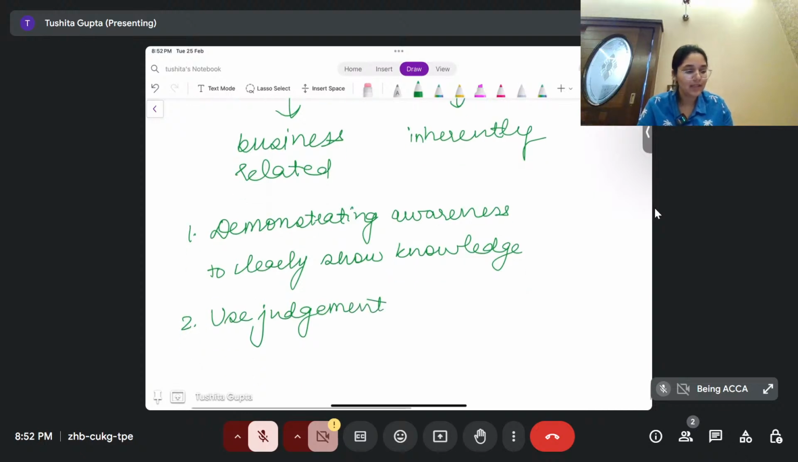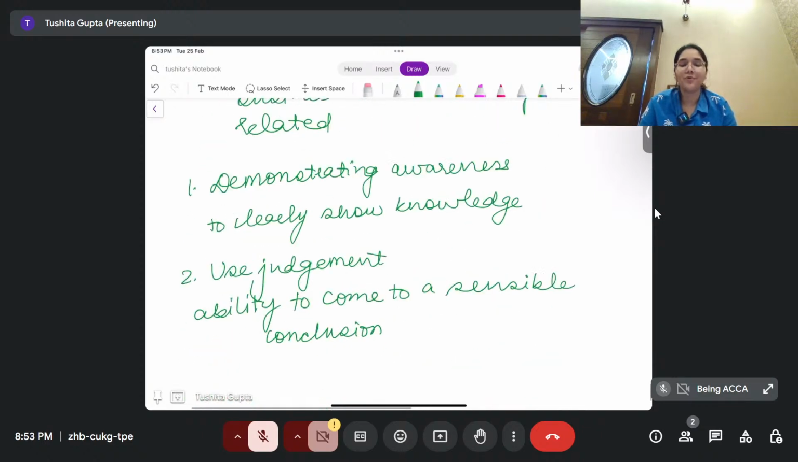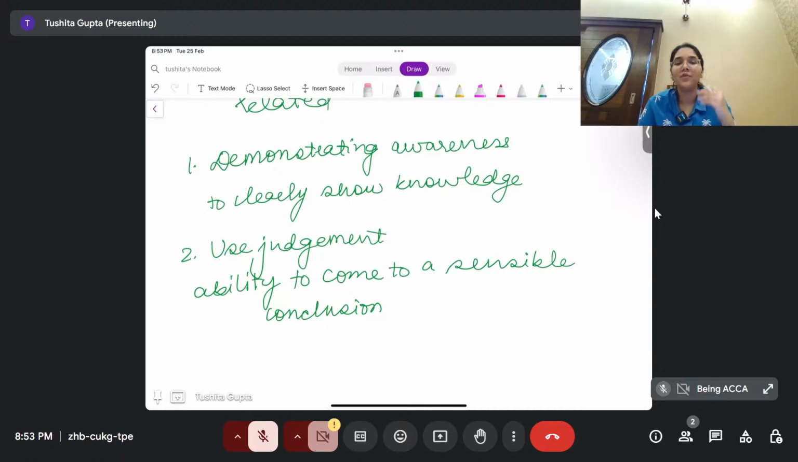Using judgment means the ability to come to a sensible conclusion. We all make decisions, and let's be honest, not all the decisions we take are the best decisions, right? Sometimes we do not think from all of the perspectives. Sometimes we miss out on certain points, because of which our decision may or may not be correct. So here commercial acumen would mean we are also supposed to use our judgment. We are supposed to be able to think and conclude something sensibly.